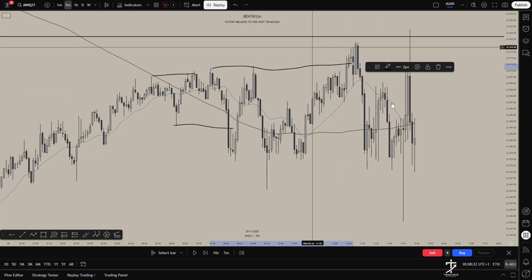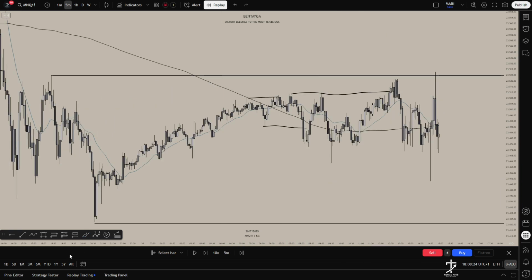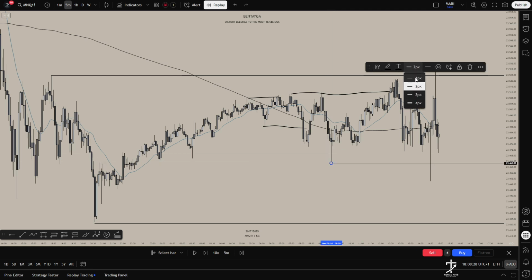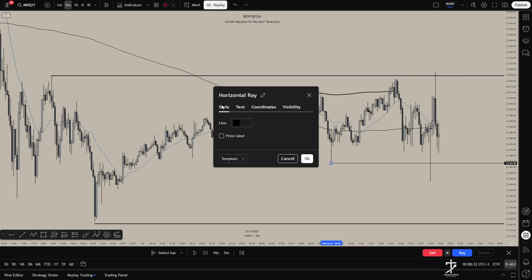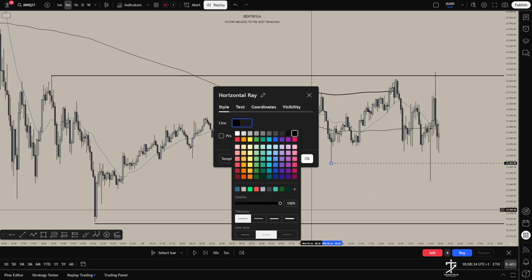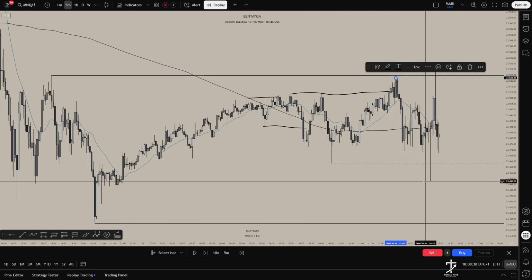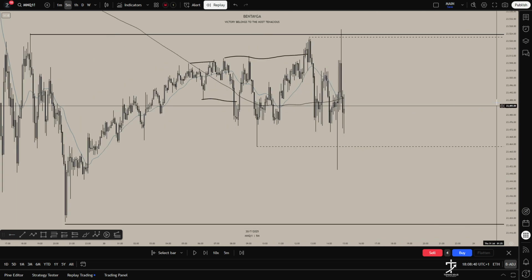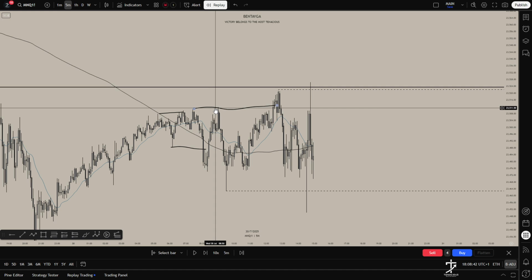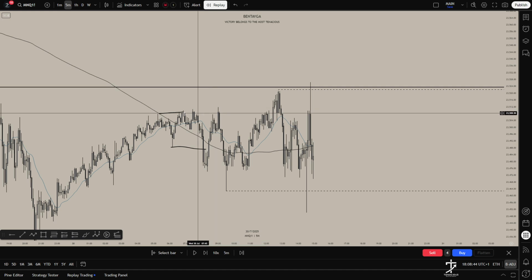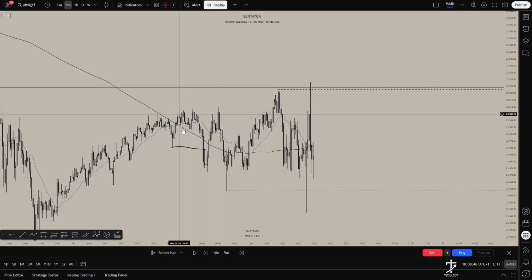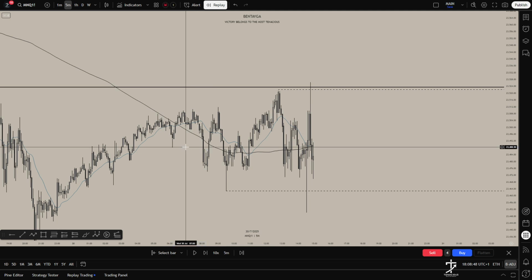So right now, in terms of structure, internally, this is my protected low, and internally this is my weak high. So I am now going to only focus on this area here.